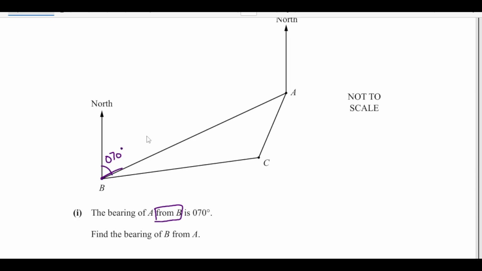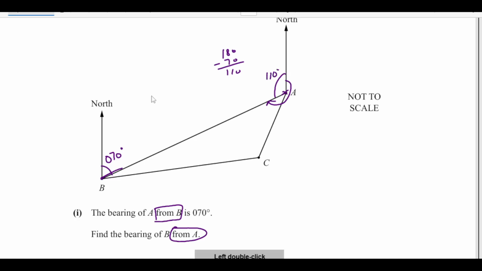So find the bearing of B from A. Now we are looking from A. So I will go to point A. So this is point A. So that means starting from A here going until B. B is here. So we are looking for actually this angle. So if you see here this angle, this is 70 degrees and this angle is going to be 180 minus 70, which is 110. So this will be 110.